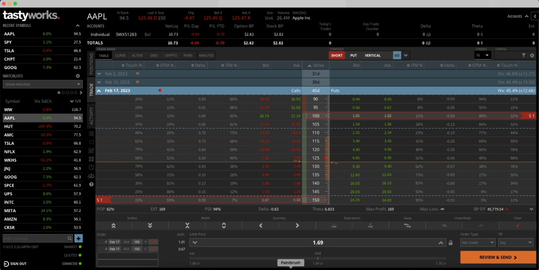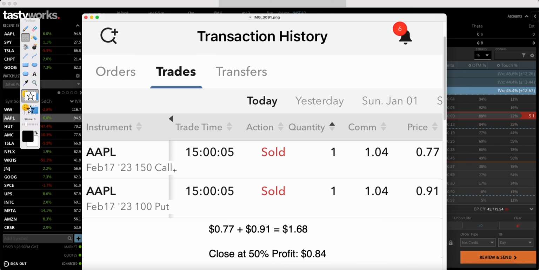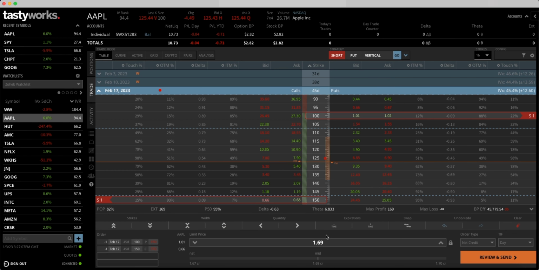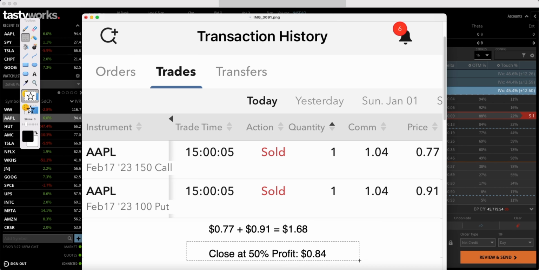If we look at how much money I actually made on this position, you can see here I sold the 150 calls, what we talked about. I got 77 cents for it, or $77. And then I also sold the $100 put, which I made $91 on. So if we add the two numbers together, it's 168. And if we go back to here, it's trading still roughly around the same price as what I got filled at, which is good. And I've got a close at 50%. So I've got a good to cancel order to buy back this whole strangle for 84 cents, or $84.